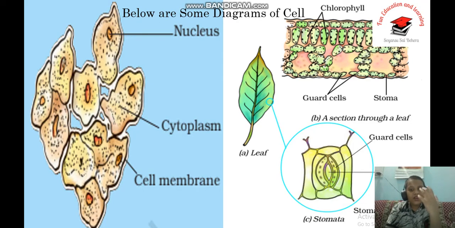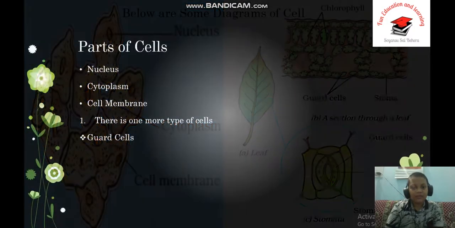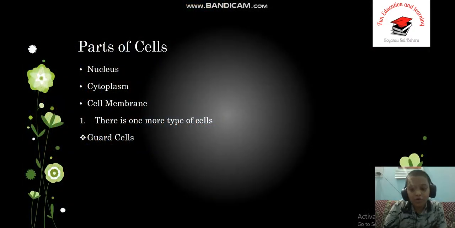And in plant leaves, there are two guard cells with a stomatal opening between them. These guard cells open and close the stomatal opening, through which the gaseous exchange happens. Parts of a cell I have told you.